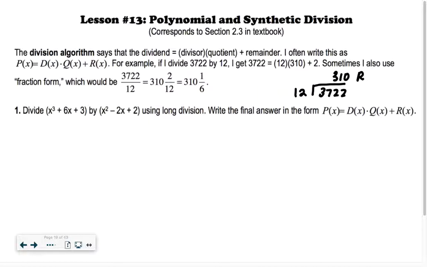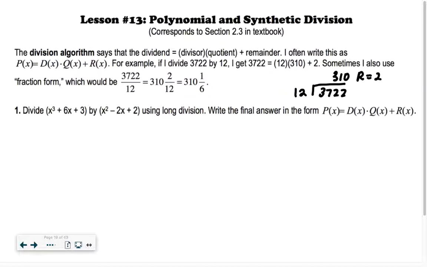So if your remainder equals 2, then you could write it out and say, okay, my dividend, the thing I started with, equals the thing I divided by times what was left on the top of the division plus my remainder. Okay, so that's how it's set up. And you can check and it will always work out.